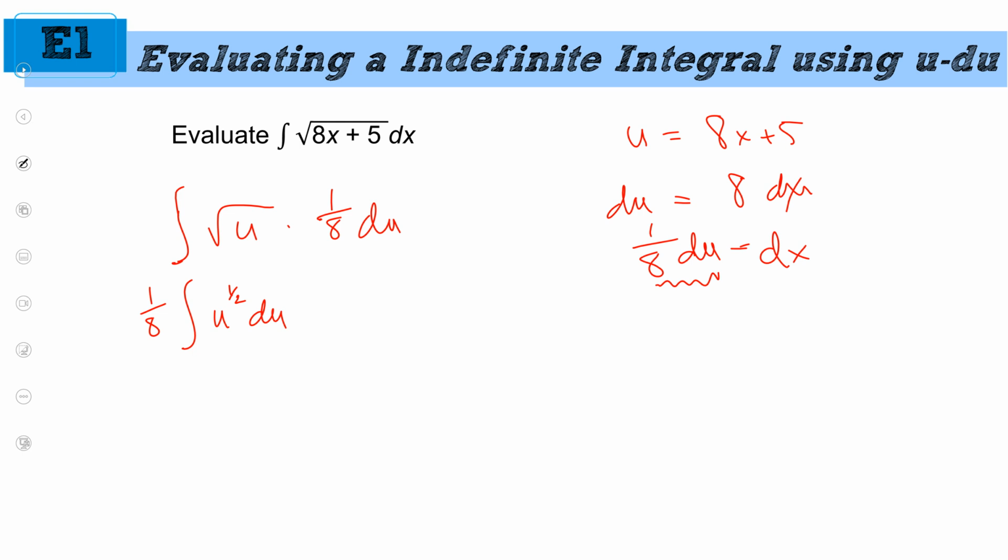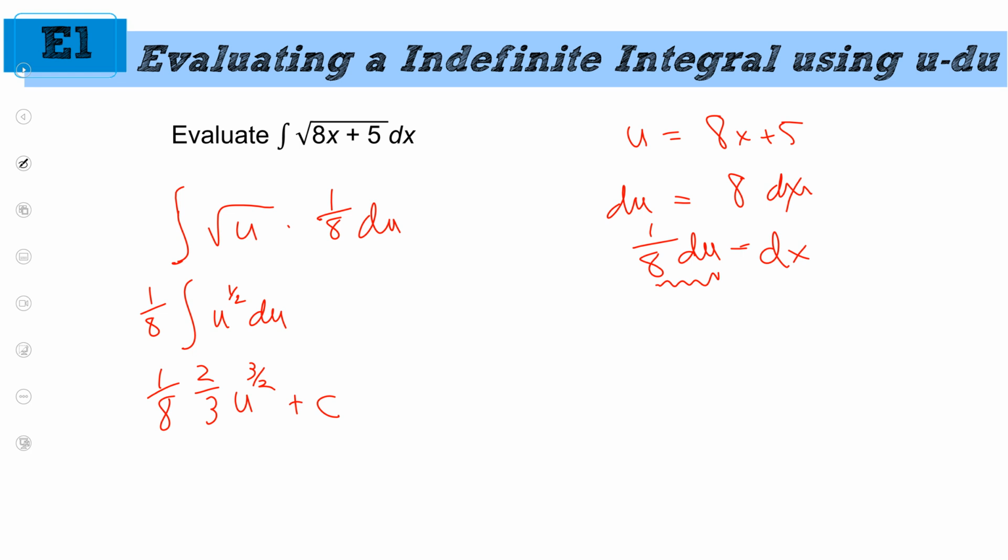Kush, what's the antiderivative of u to the 1/2? U to the 1/2? Yes, sir. U to the 1/2. 2/3 u to the 3/2. U to the what, I'm sorry? 3/2. And don't forget the 1/8 there out in front.